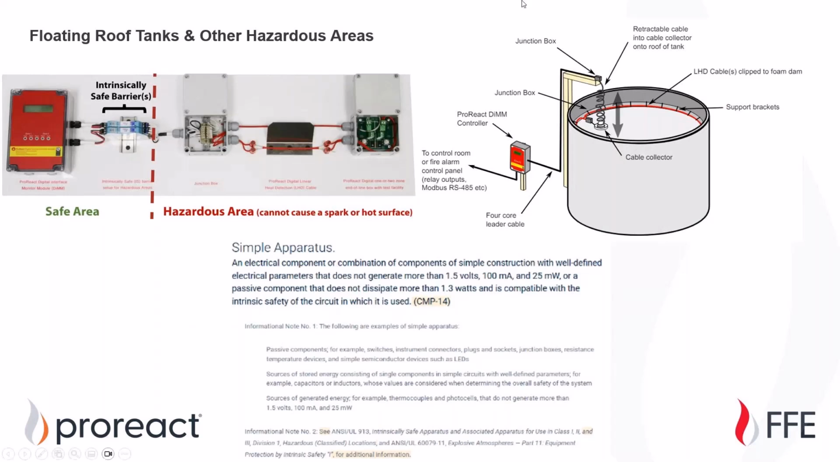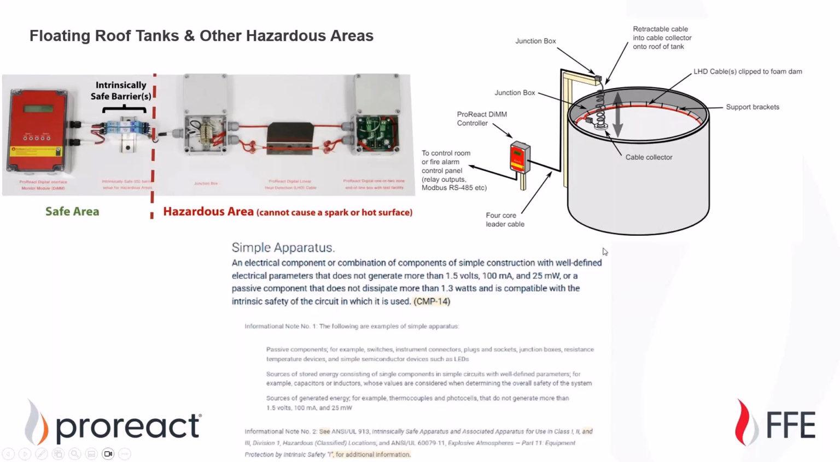That retractable cable is a non-sensing cable. So this could be a 12, 14, 16, or 18 gauge wire, depending on the distance. And these are products that are available. And then your sensing cable is pictured in red around the rim of that floating roof. Then you can have your junction boxes in different places and your controller in a more safe area.